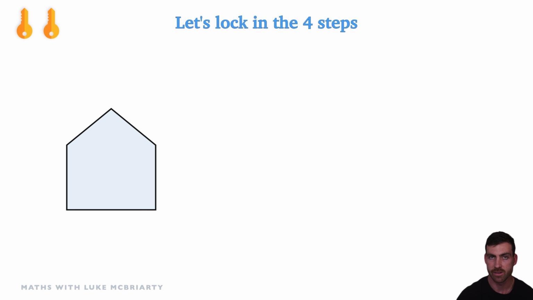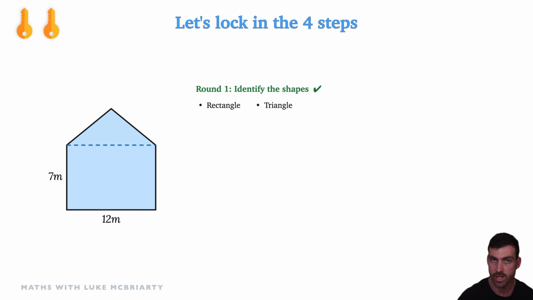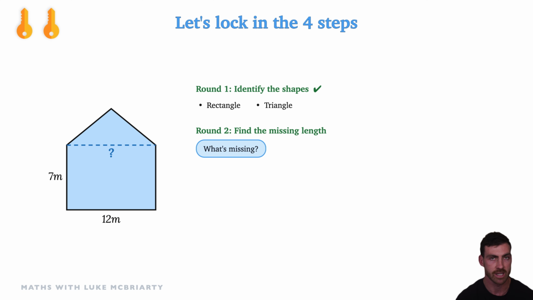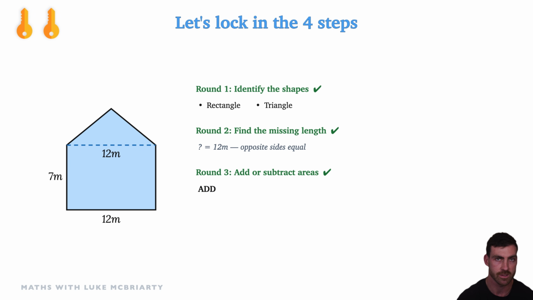So let's lock this in with a quick game. Complete each round. Round 1, identify the shapes. How many shapes would you split this into? Yes, 2 shapes, a rectangle and a triangle. Round 2, find the missing length. Well, this length is also 12 meters because opposite sides of rectangles are equal. Round 3, add or subtract areas. Are we building the shape or removing a piece? Yes, we'll be adding these areas.